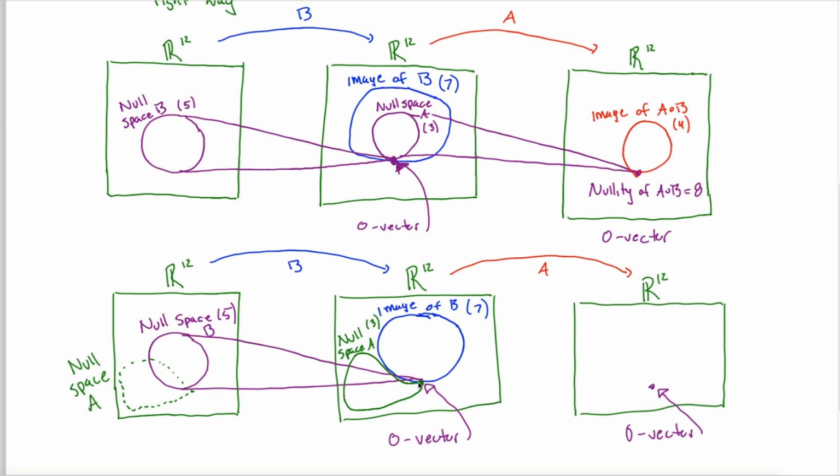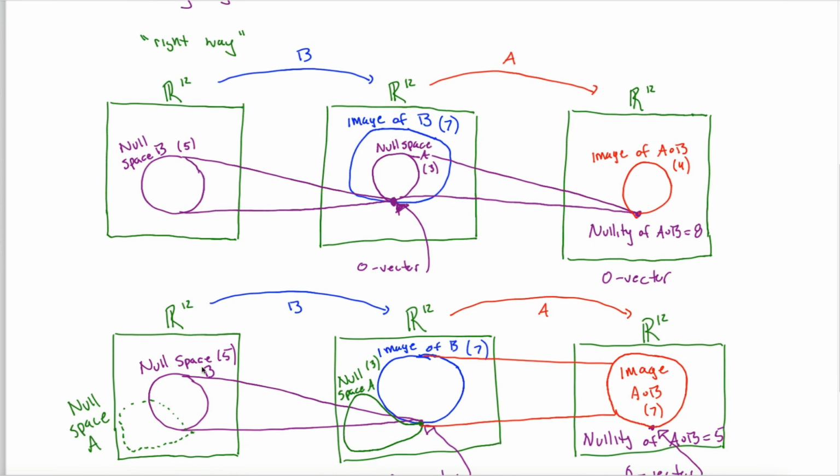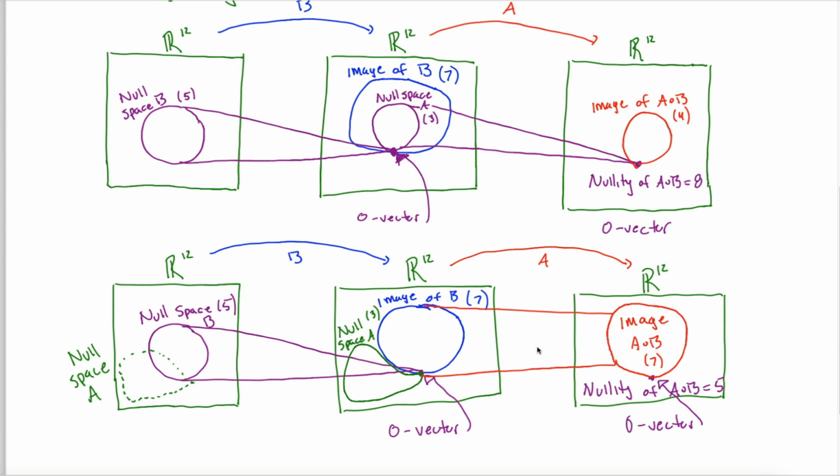So if the null space of A is completely outside of the image of B, then all of the vectors that A sends to the 0 vector are outside of the image of B. In other words, A doesn't send any of the image of B to the 0 vector, other than, of course, the 0 vector. So if the image of B were 7-dimensional, the image of A of B would also be 7-dimensional. Therefore, the nullity of the composition would only be 5-dimensional, even though this picture over here and the argument that I made at the start of the video might lead you to believe that it's more than 5-dimensional. Hopefully this picture illustrates that subtle difference.